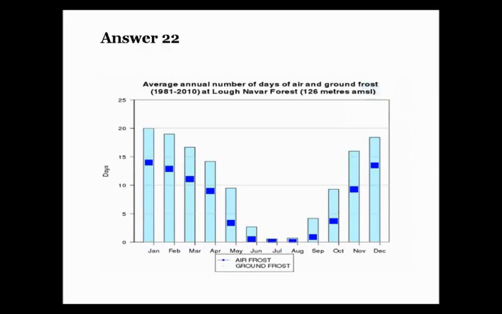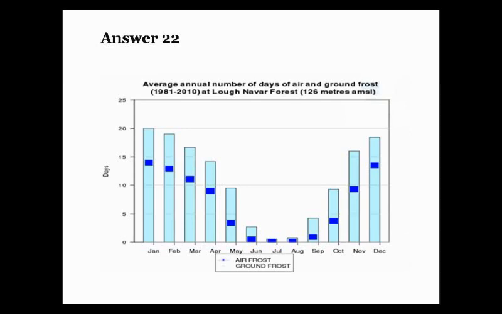The graph gives information about average annual number of days of air and ground frost at Lower Navarre forests from 1981 to 2010. To begin with, we can see that as for ground frost, the highest number goes to January with a figure of 20 days, while the lowest number goes to July at 1 day.